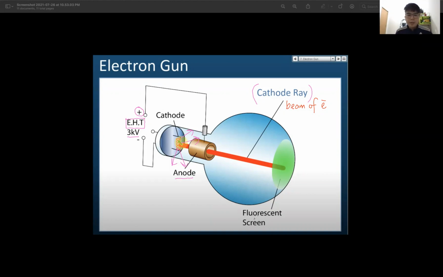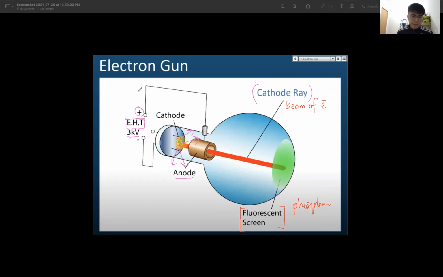Why? Because of the fluorescence. The screen is coated with phosphor that changes the electron beam into light. The electron is accelerating very fast by the anode, so it has very high kinetic energy. When it hits the screen, this kinetic energy will convert into light energy and it will glow green color.